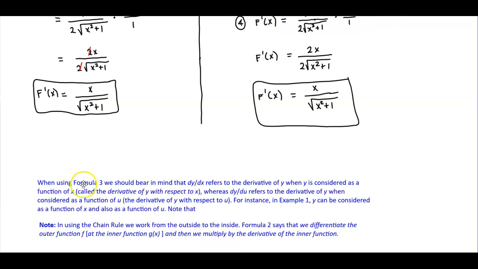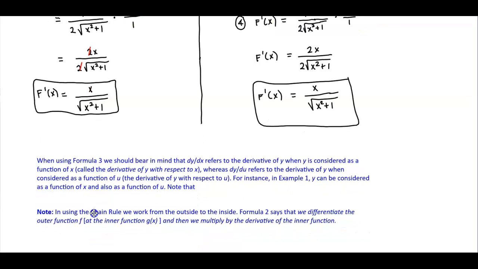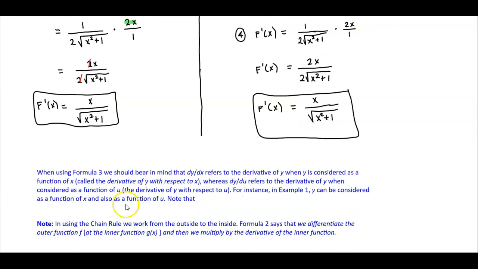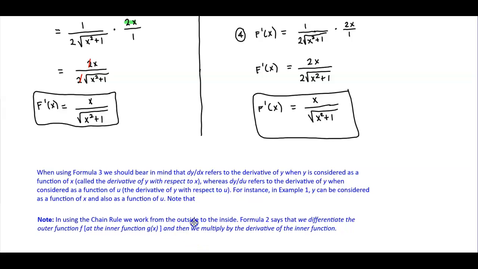Okay, so let's take a look here. So when we're using formula 3, we should bear in mind that dy over dx refers to the derivative of y when y is considered as a function of x, called the derivative of y with respect to x. Whereas dy divided by du refers to the derivative of y when considered as a function of u, which is the derivative of y with respect to u. So for instance, in example 1, y can be considered as a function of x and also as a function of u. Now let's make a note.